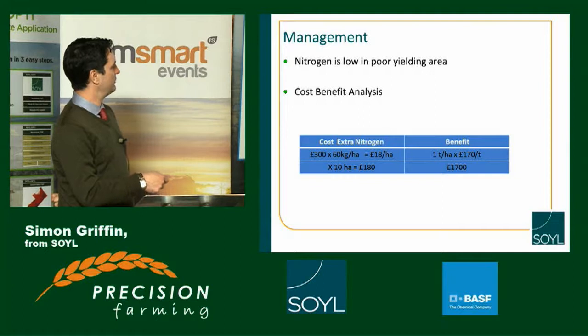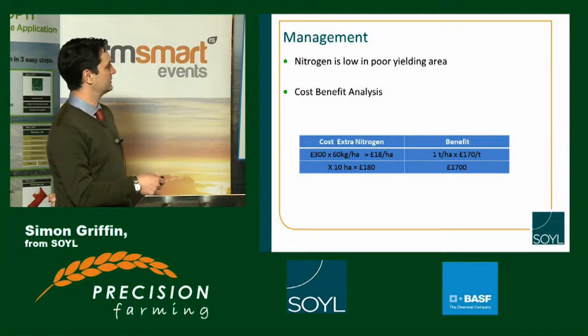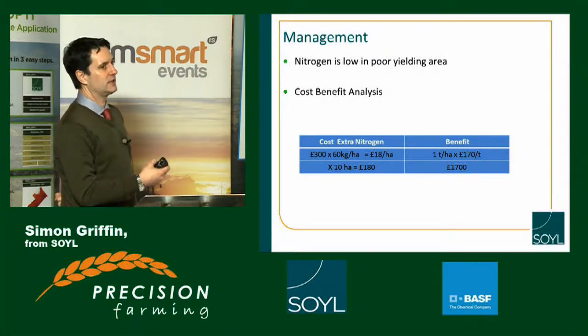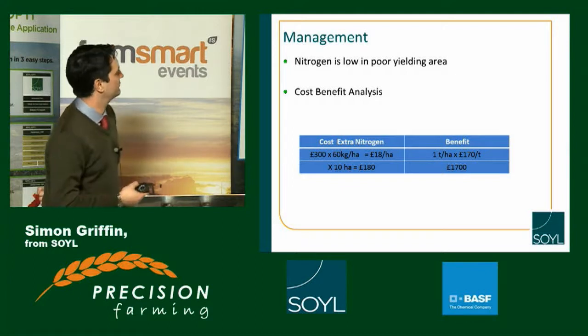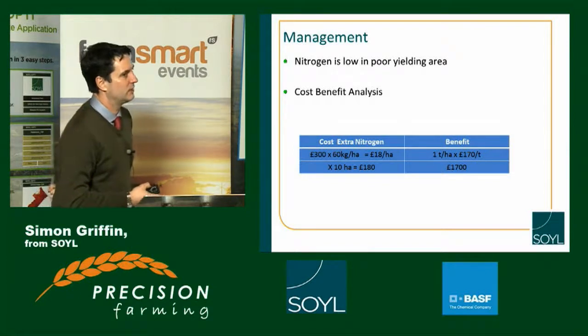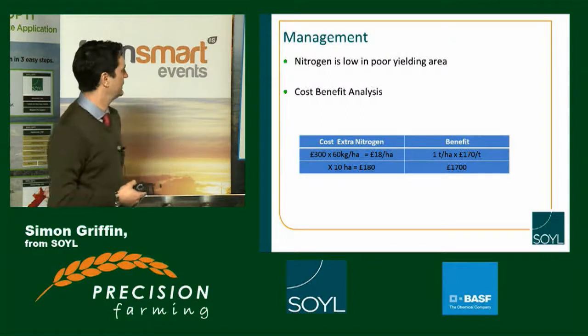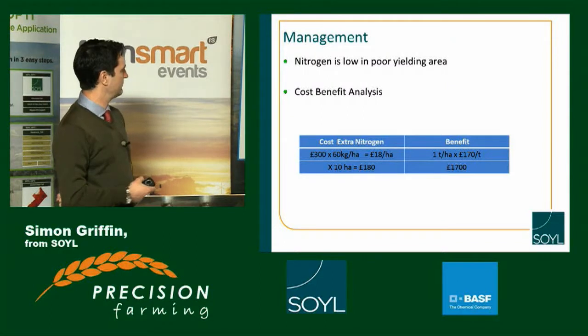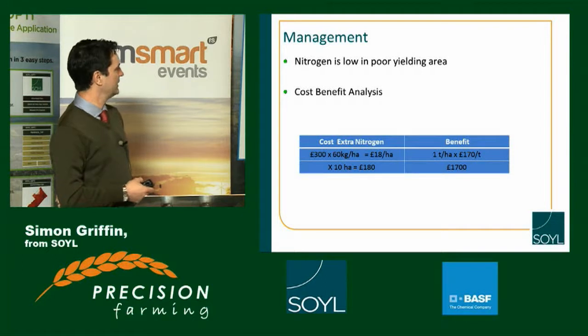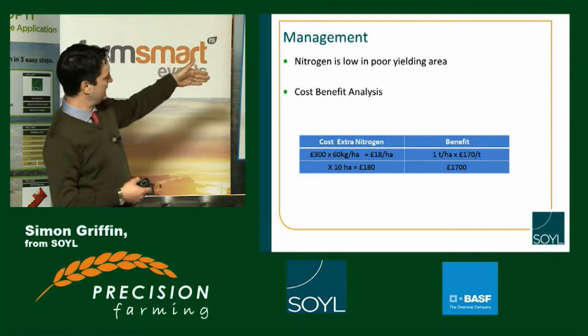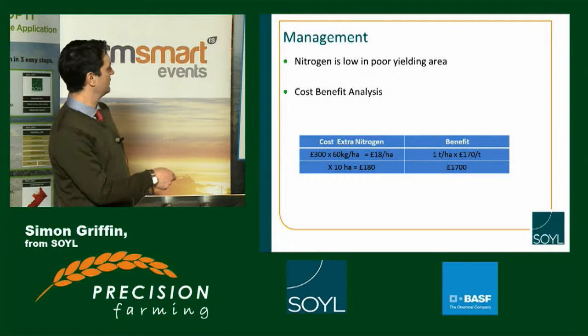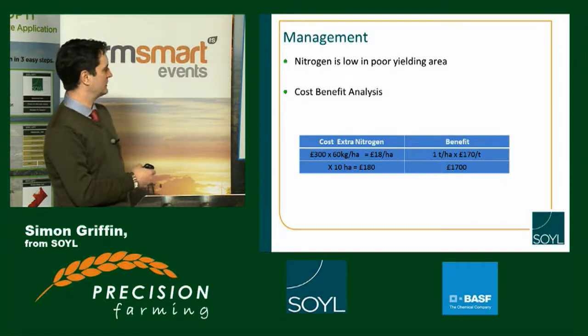The cost of the extra nitrogen, the difference between the two recommendations, would be about 60 kilos. So we need about another extra 60 kilos per hectare based on the soil nitrogen supply index of a low yielding field. That's going to have a cost to it, £18 a hectare. The poor yielding area was about 10 hectares, so we've got a cost of potentially addressing that problem with a change in inputs, and we've got a benefit potentially if we remove that as a limiting factor.